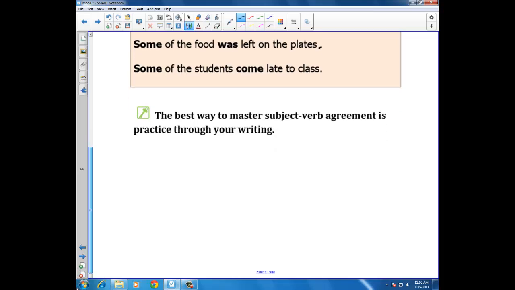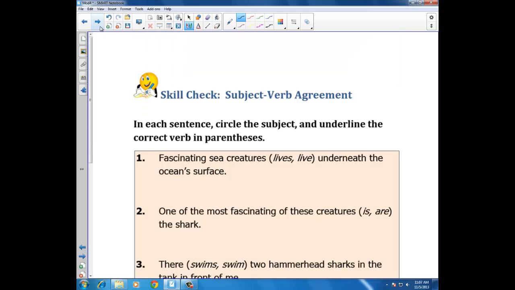The best way to master subject-verb agreement is to practice through your writing. Mastery of subject-verb agreement is essential for all writers who compose for an educated readership. Those readers who use standard American English dialect expect to see its correct use by writers with whom they come in contact. This completes Module 4, Subject-Verb Agreement. Now we're going to do a skill check.